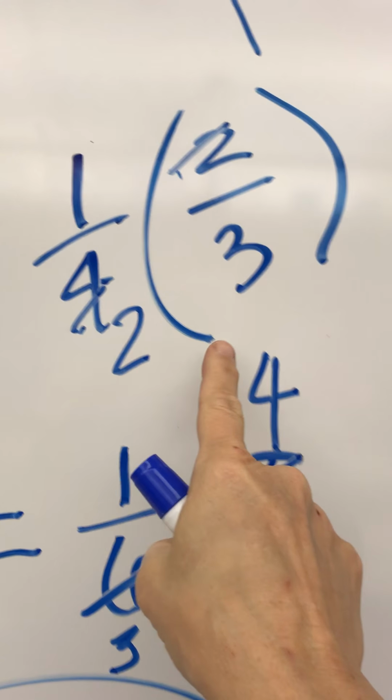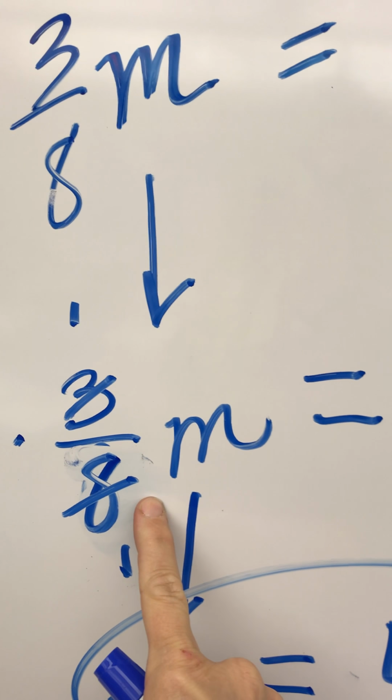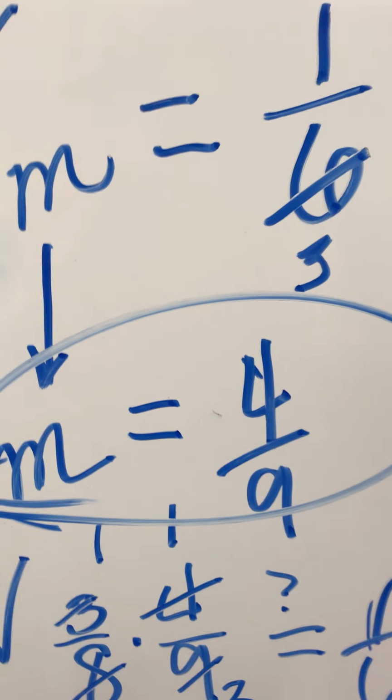So don't forget to simplify each side of the equation first before you start to use inverse operations to isolate your variable. Good luck.